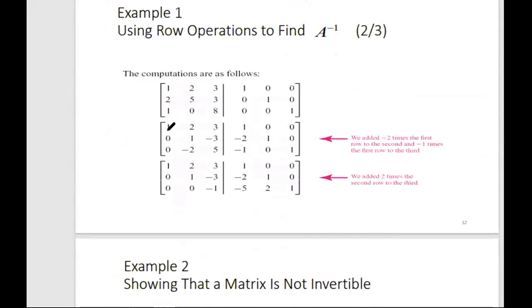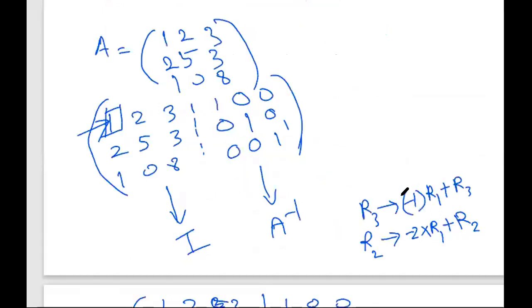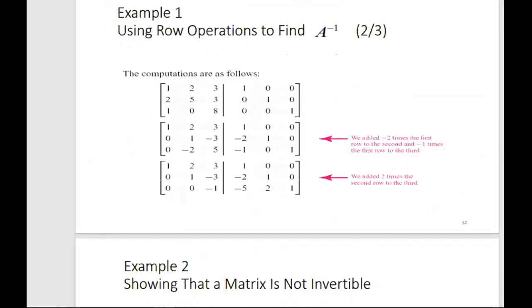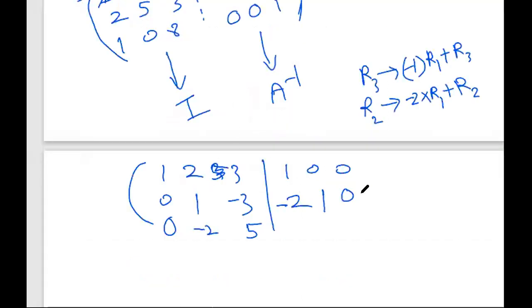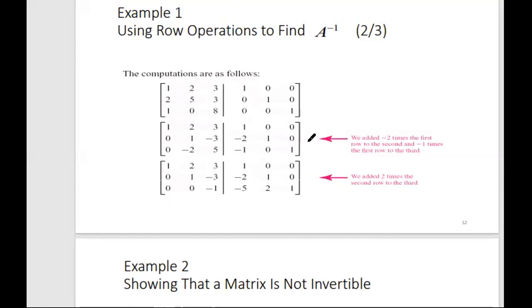If you make all the elements under the pivot 1 set to 0, you have to do these row operations. Then this becomes 0. And on the other side, the first row remains the same, the second row becomes negative 2, 1, 0, and the third row becomes this.